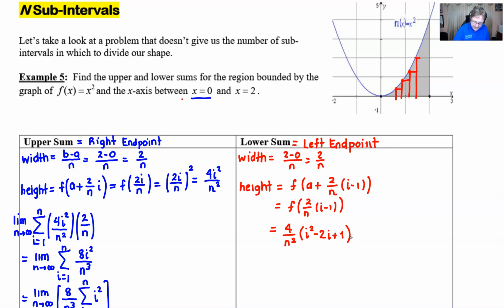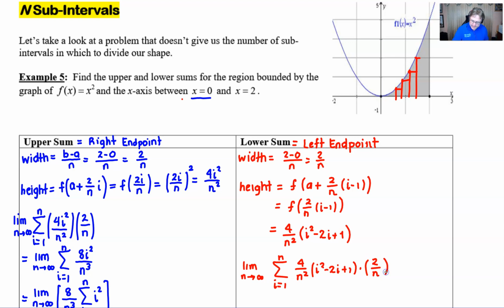So what is our area going to be in this problem? Well, we're going to take the limit as n approaches infinity, because that would be what our ultimate goal would be, to put as many of these shapes in as possible. And we're going to take the summation as I goes from 1 to n, and we're going to take our height, which is this expression right here, and we're going to multiply that by our width, which is 2 over n.